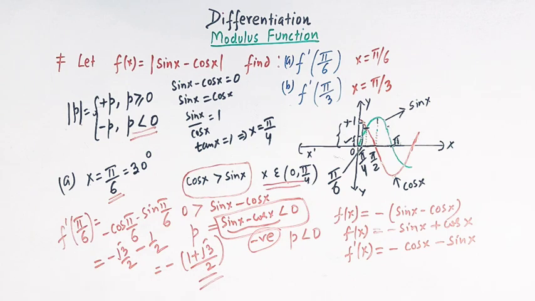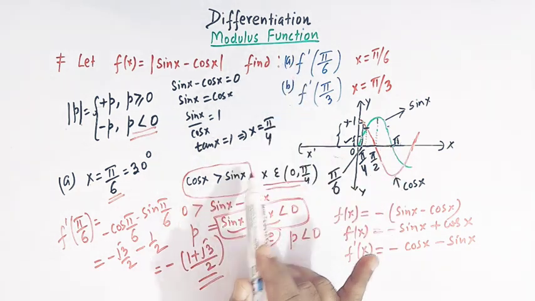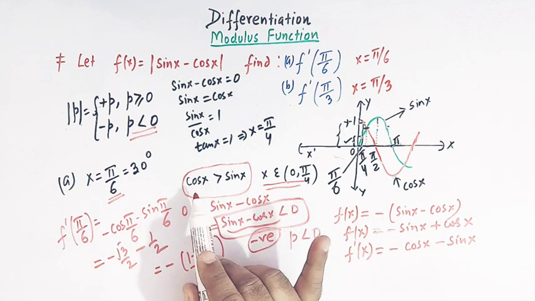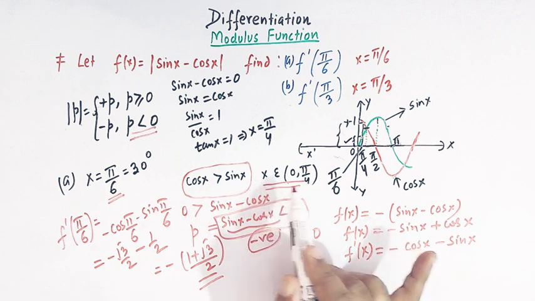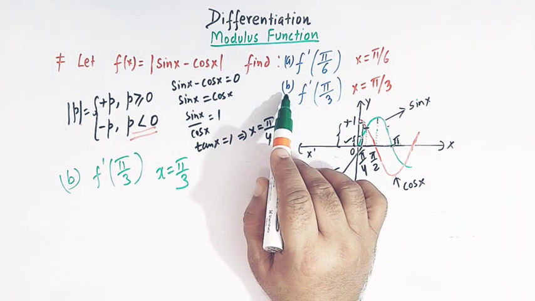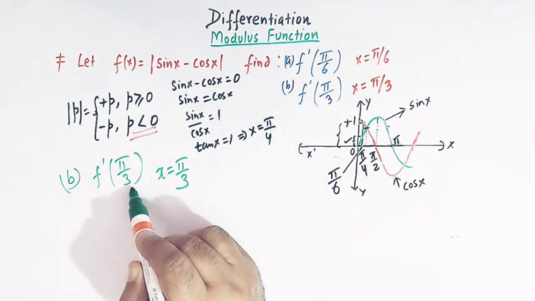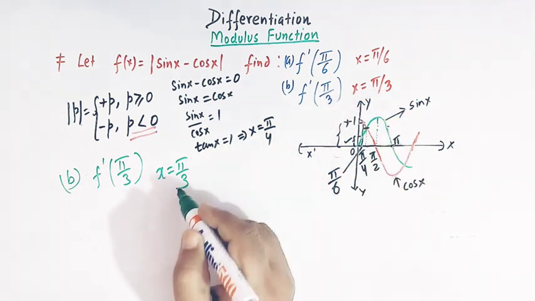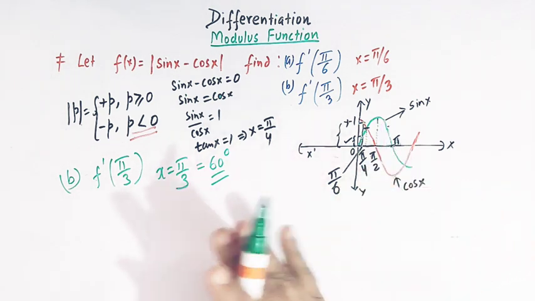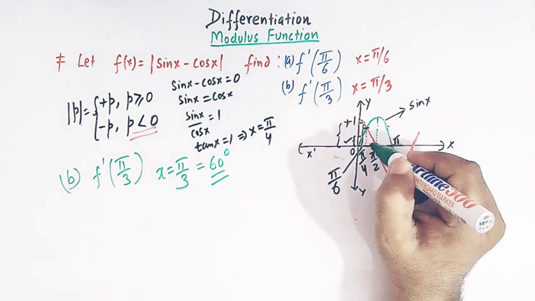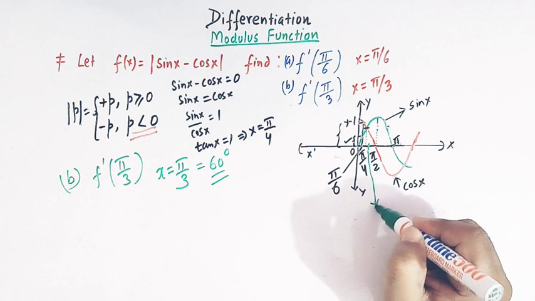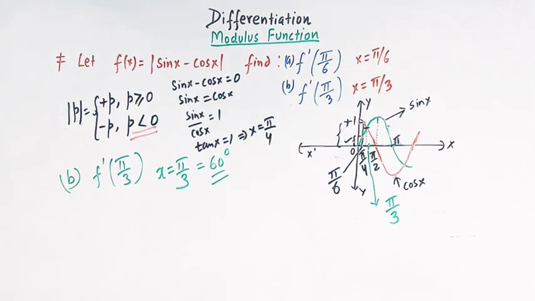So here in this part we have used that sine x minus cosine x is less than 0 because cos x is greater than sine x when x belongs to 0 to pi by 4. Now let us consider this part B. So here we have to find f prime of pi by 3. So x is pi by 3. So pi by 3 is 60 degrees, and pi by 3 lies towards the right of pi by 4. So let us take pi by 3 somewhere here. So this point is pi by 3, right?